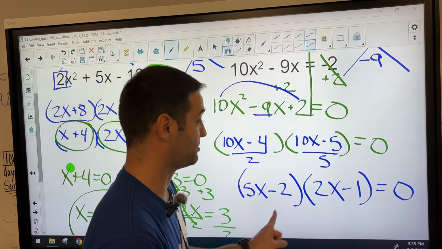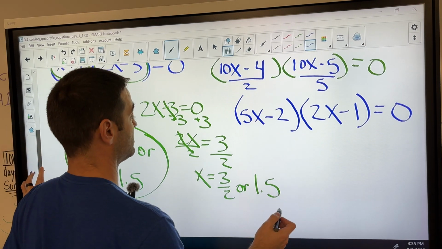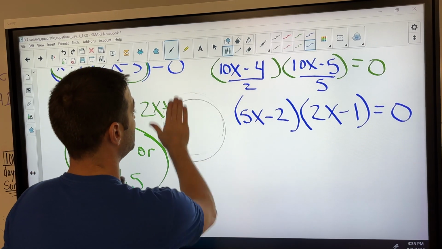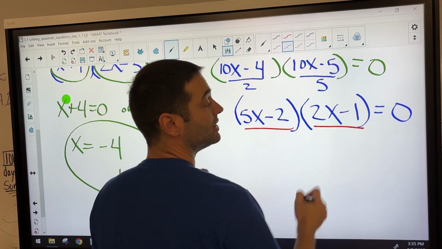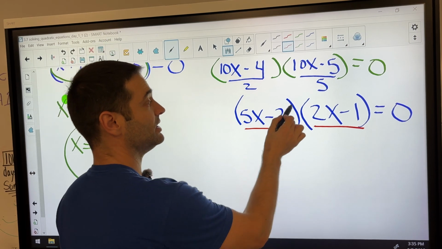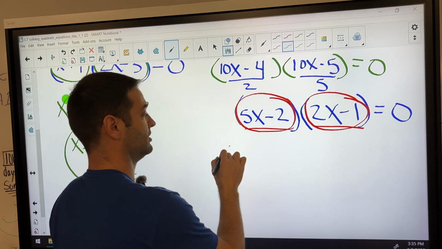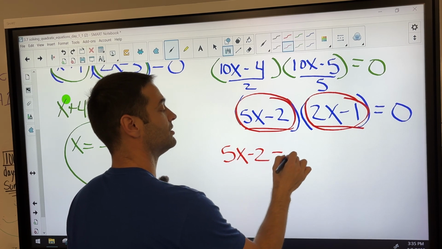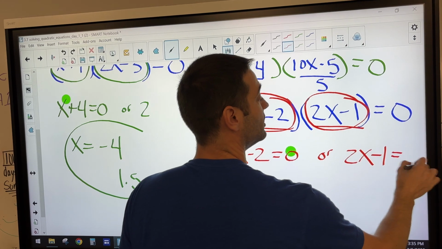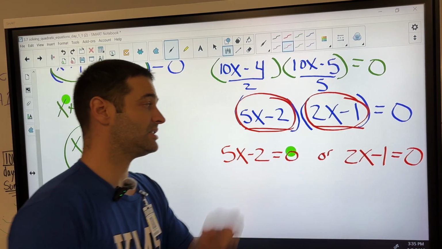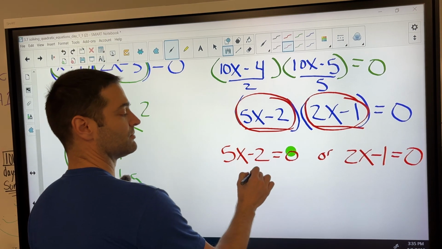Then all I need to do is apply the zero product property. That's what we use to actually solve and find x. So I'm going to give myself some space here. 2 binomials multiply to be 0. That means either this binomial or this binomial must be 0. So 5x minus 2 could be 0, or 2x minus 1 could be 0. Solve each of these little equations. These are 6th grade equations. You can solve these. Those are going to be our two solutions.